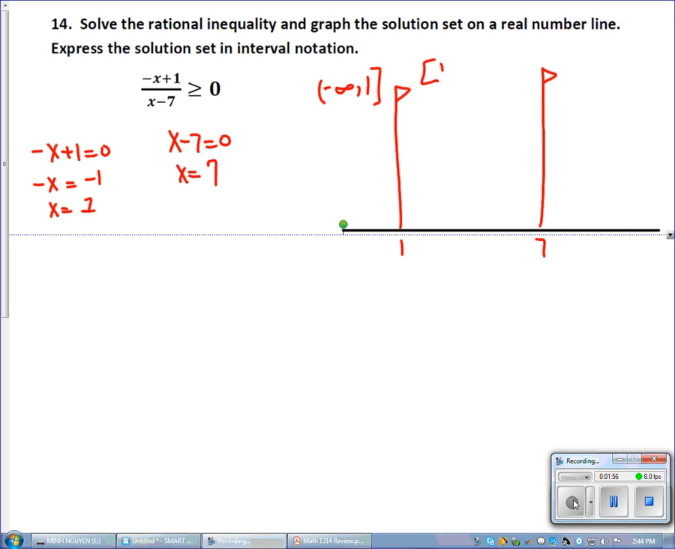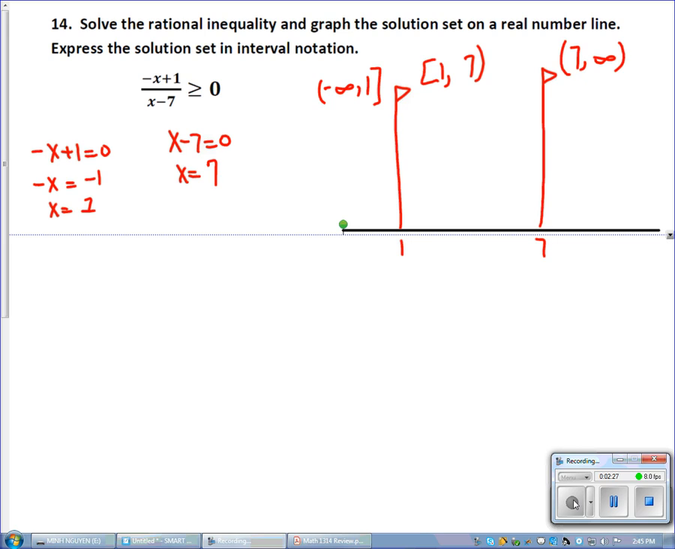We have 1, and now we're going to 7. So before we put a bracket, we need to see if including 7 will make the denominator 0. And the answer to that is yes, so that means we cannot include it. So that means you will use your parenthesis around the 7. And now our third interval is from 7 to infinity. And of course, you still have the parenthesis around 7, and there's always a parenthesis around negative infinity and infinity.